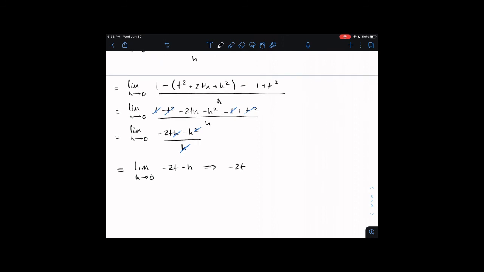So then instantaneous rate of change at t equals negative 1, well, you just plug in negative 1 for t. You get 2. Okay, that's it. We made it. Made it before my pencil died.